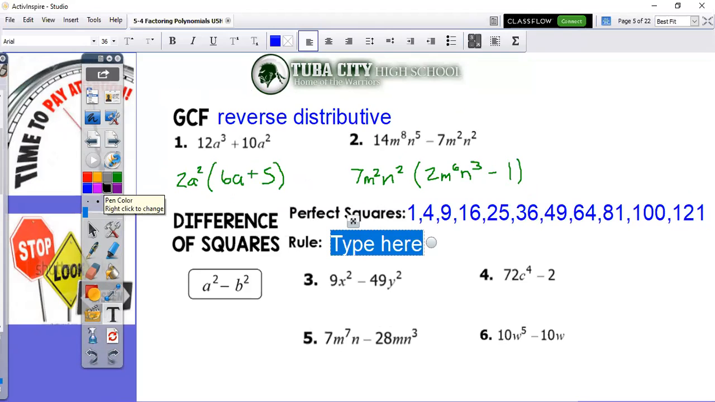With this rule, your first number is a square number. So here I have a squared. And it says difference, and remember, difference is subtraction. So a squared minus b squared. The first number is a square number minus another square number.